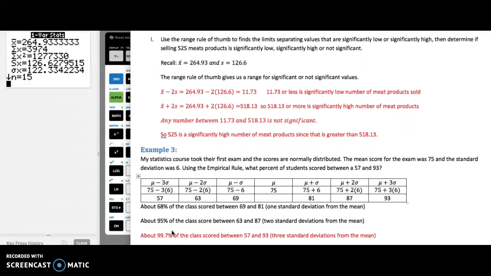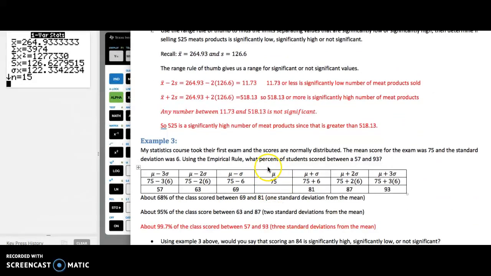So basically, the empirical rule says if you start at the average here at the center, well, my mean was 75, and you go out 1 standard deviation. So you subtract 1 standard deviation, 75 minus 6, which is 69. And you add 1 standard deviation, 75 plus 6, you end up with 81. So 69 and 81 is a range of values where about 68% of the class scored between those two numbers. That is 1 standard deviation from the mean.